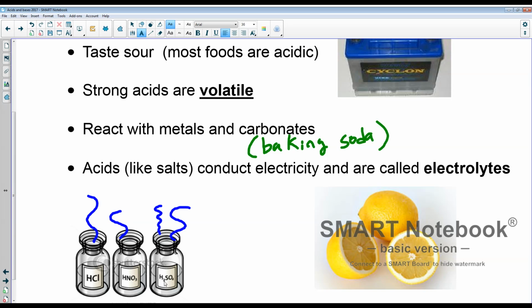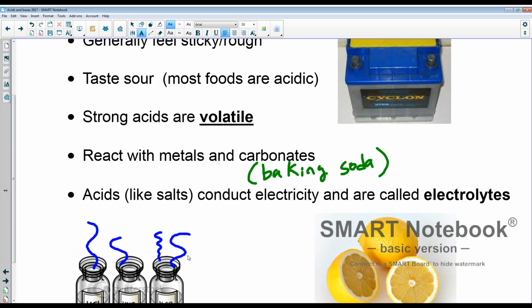Three of the most common acids we talk about: hydrochloric acid, HCl, nitric acid, HNO3, and sulfuric acid, H2SO4. But you see that these just look like ionic compounds with an H. H and chloride, H and nitrate, H and sulfate. Well, there's a reason for that.